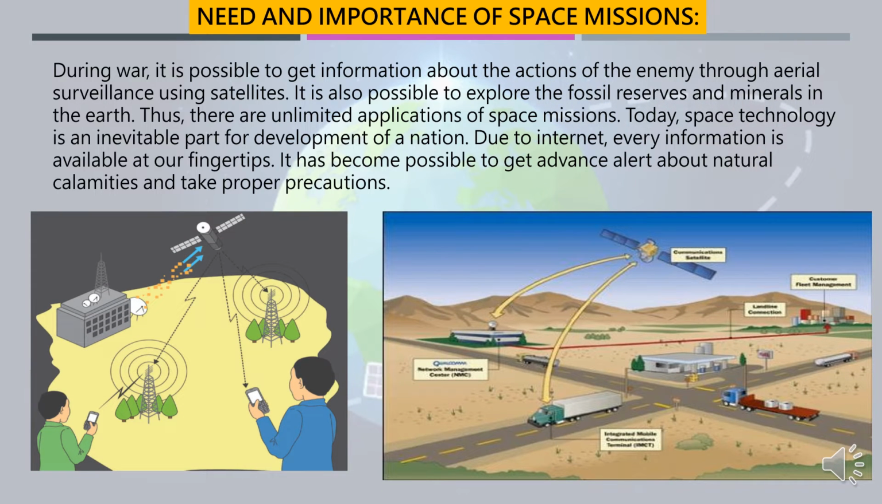During war, it is possible to get information about the actions of the enemy through aerial surveillance using satellites. Okay, if you have seen certain movies like Uri: The Surgical Strike, you must have seen that they make use of a bird which was making use of the satellite connection. So it was not an actual bird, but it was made to connect with the satellite and they could see what is happening in a faraway place. Okay, so because of that we can keep an eye on our enemies.